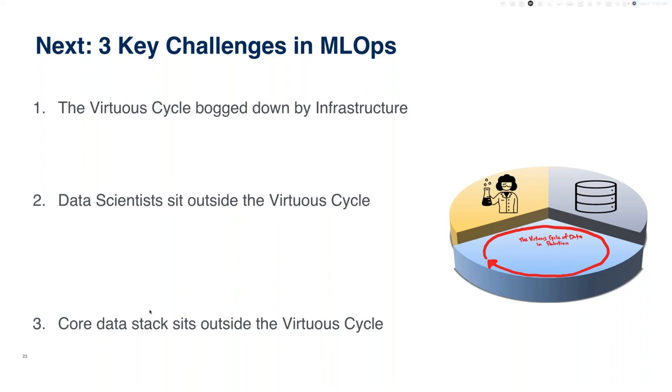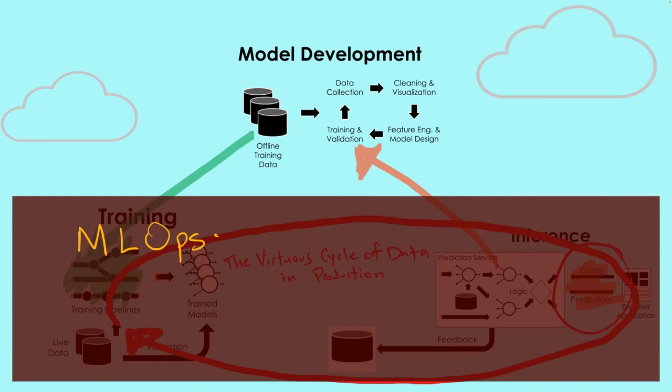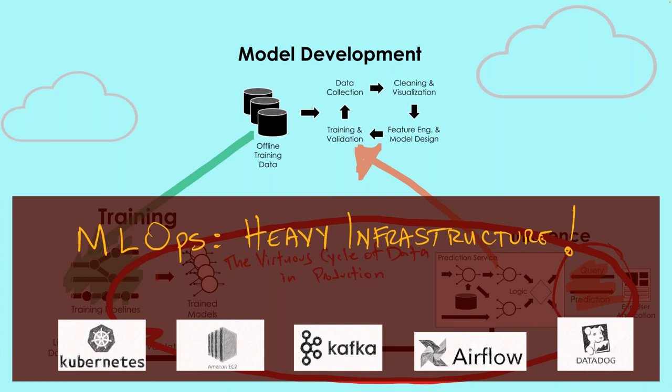Okay, so the first one. If you've looked at that virtuous cycle, what do people use to deploy this stuff? They're using a lot of these very heavyweight infrastructure solutions for the cloud, things like Kubernetes, Amazon EC2, Kafka, Apache Airflow, maybe monitoring with a general purpose application monitoring tool like Datadog. These are not tools that data scientists typically work with, okay? It's not that they can't be learned. Data scientists are very good, but these are kind of backend folks' tools.